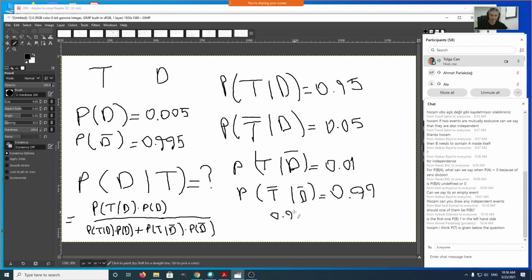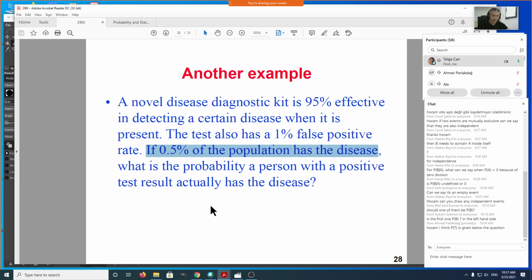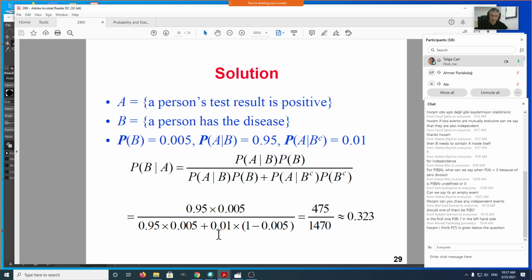So let me write that. 0.95 times 0.005. This is that one. I write the same thing beneath, 0.95 times 0.005. It's this part. And look at this other part. The probability of the test being positive in the case of not having the disease. It's this one, 0.01. It's also given in the question. And the probability of not having the disease, 0.995. Okay, so this is the probability we are looking for. I will directly go ahead and look at the answer. It's exactly the same thing we have written here, 0.01, 0.995. And if you compute this, the probability turned out to be 0.32.